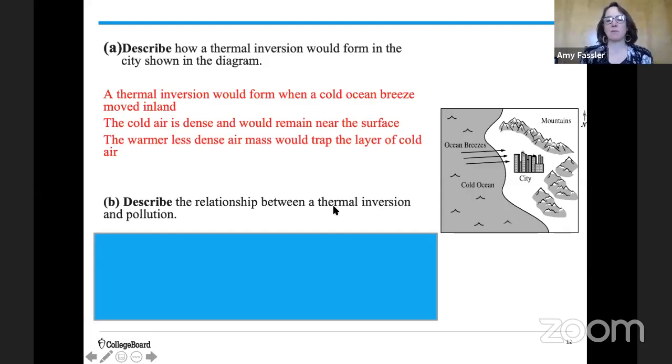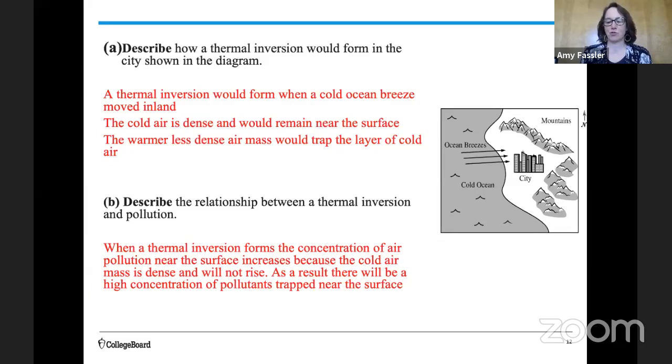Describe the relationship between thermal inversion and pollution. So again, I'm listing the characteristics. How do I make a connection between a thermal inversion and pollution? Well, remember, when that thermal inversion forms, the concentration of pollutants near the surface increases. I have to say that. That's what I do when I describe a relationship.